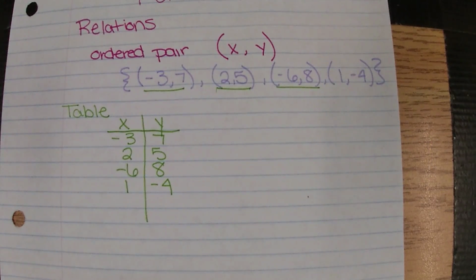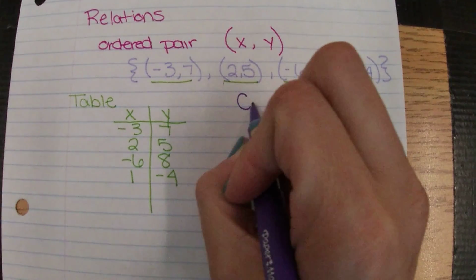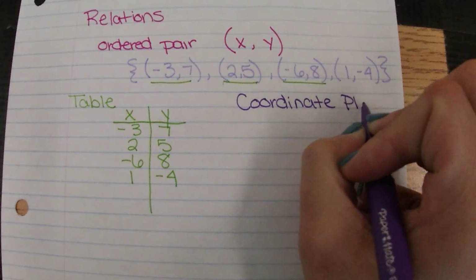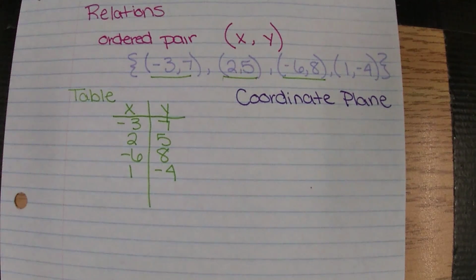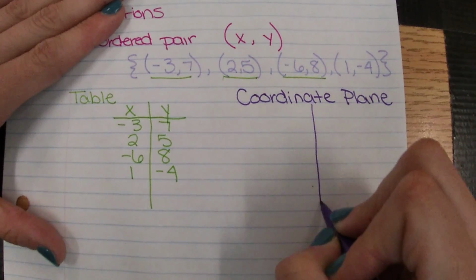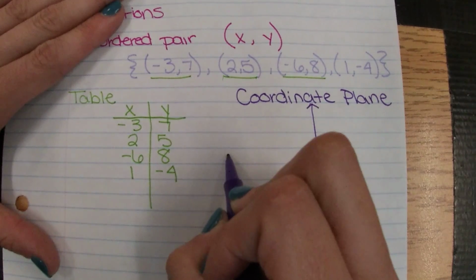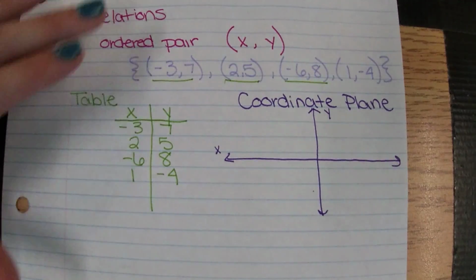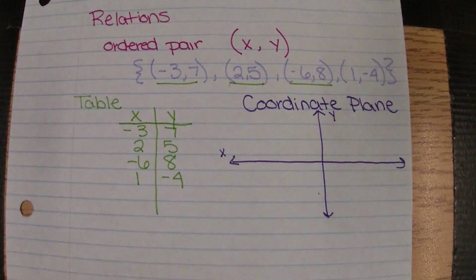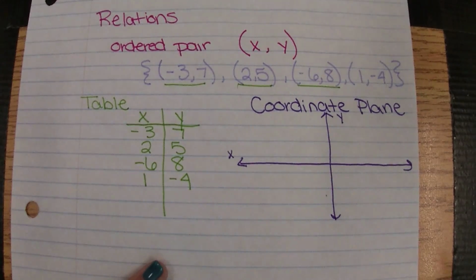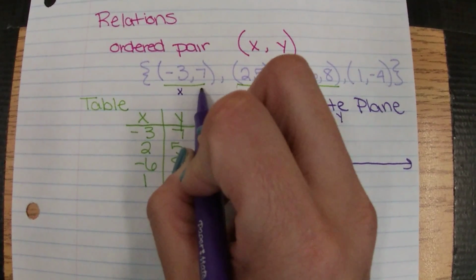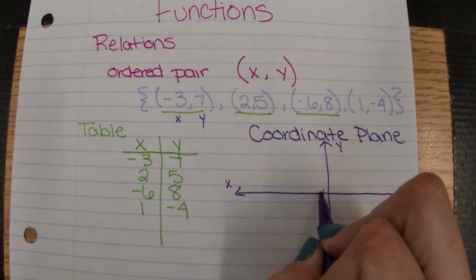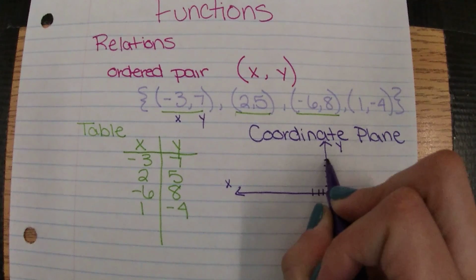We can also represent these as points on a coordinate plane. Another name for the coordinate plane is a Cartesian plane, where we're plotting on the X and Y axis. Maybe we want to plot some points. Hopefully we know that when we're plotting an ordered pair, we do the X on our horizontal and the Y on our vertical. So I could plot the point (-3, 7).